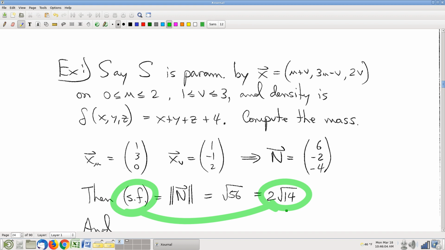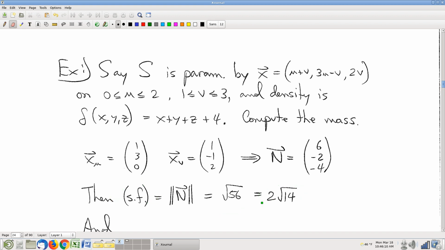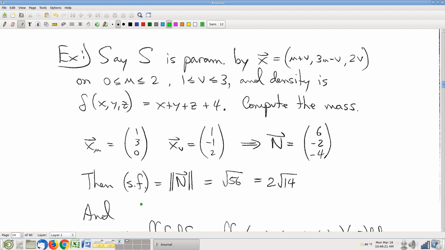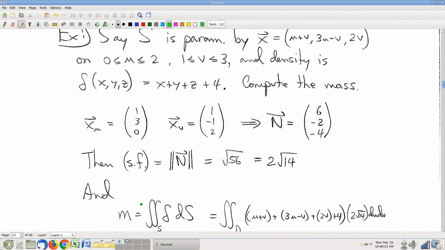Every time you do a surface integral with a pullback, you've got to go through this same little song and dance. So partial derivatives, cross product, magnitude. At this point, it's very much plug and chug.